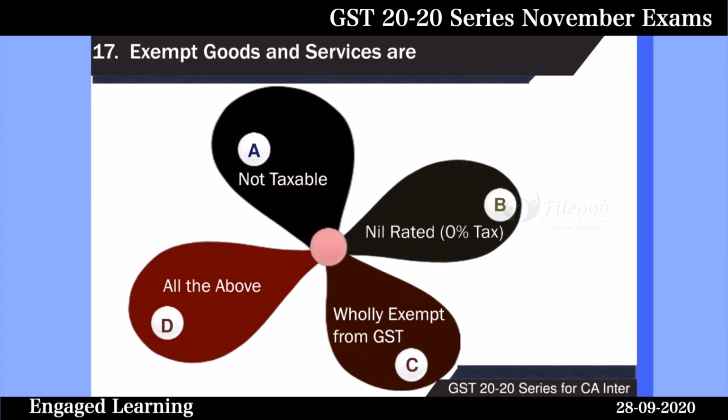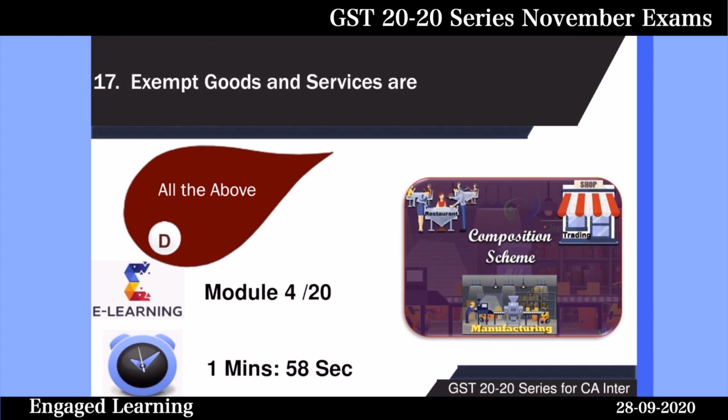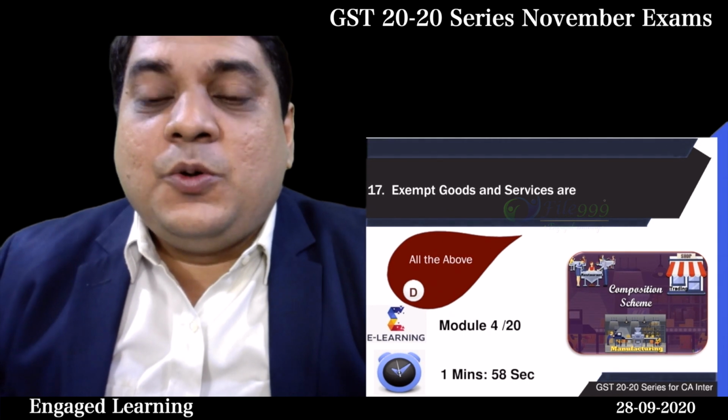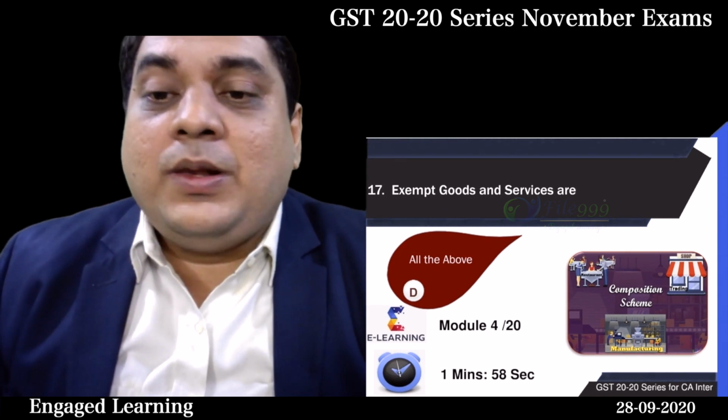Exempt goods and services are option A, not taxable, option B, nil rated and zero rate tax, option C, wholly exempt from tax, and option D, all the above. If you are clear with the provision, then you know that exempt goods or services includes all of these three.